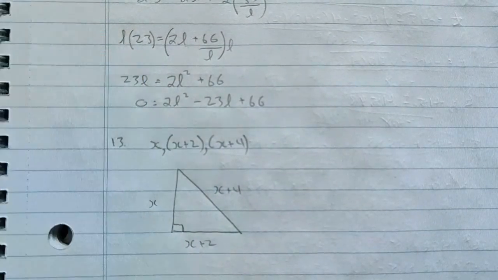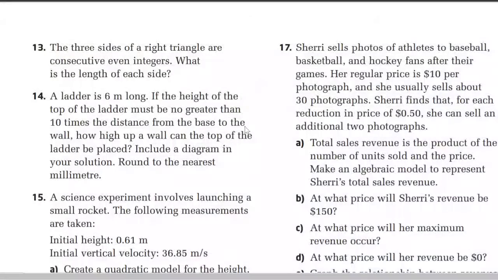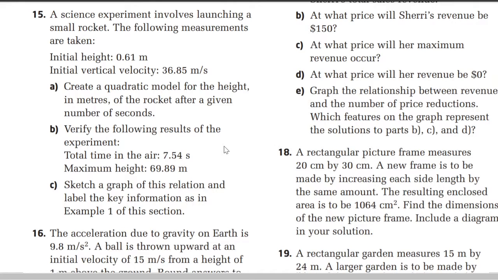The next one was number 15 and then 16. That will be the last 2 that we'll take a look at here. So number 15, if I switch over to there, says that a science experiment involves launching a small rocket. The following measures are taken. There's the initial height, there's the initial velocity. So we're going to create a quadratic model, similar to number 1. Verify the total time in the air and the maximum height, and then sketch the graph of this relation, labeling the key information as in example 1.